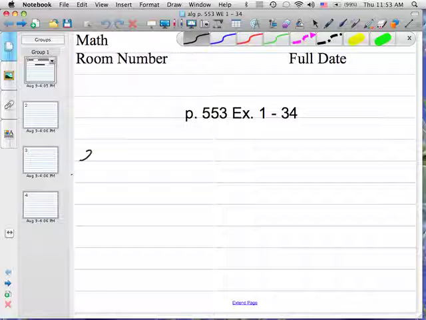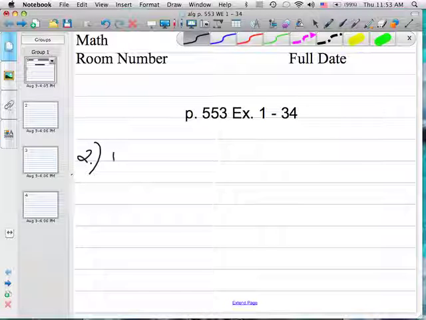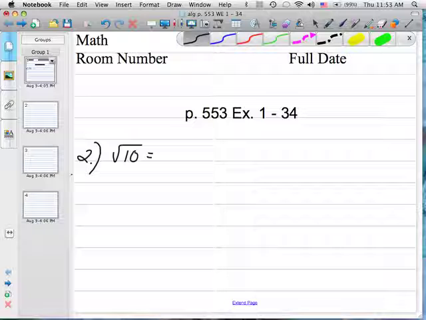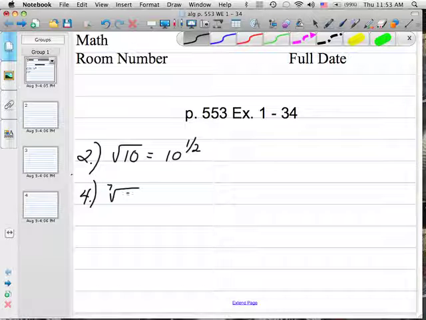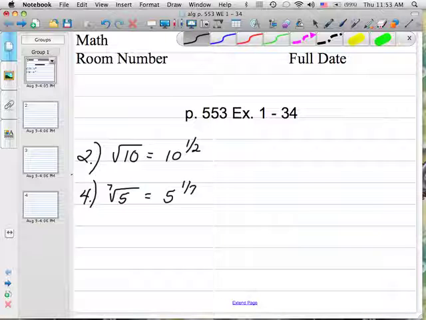Number 2. Write each of the following radicals in exponential form. The square root of 10 is 10. There's no power, so it's 1. And a radical without a number here is 1/2. So it's 10 to the 1/2 power. Number 4, the seventh root of 5. There's no power, nothing's being taken there, so it's 5 to the 1/7 power.